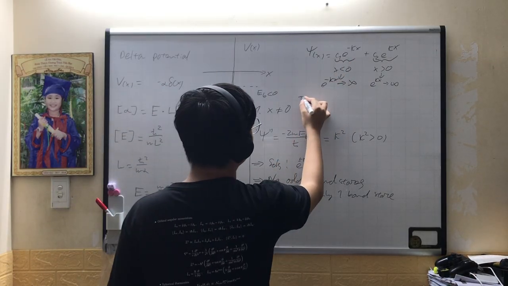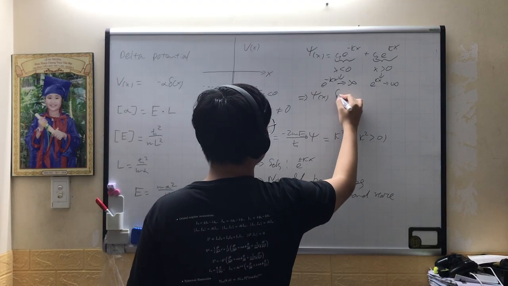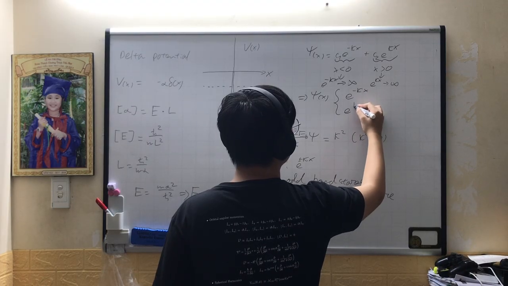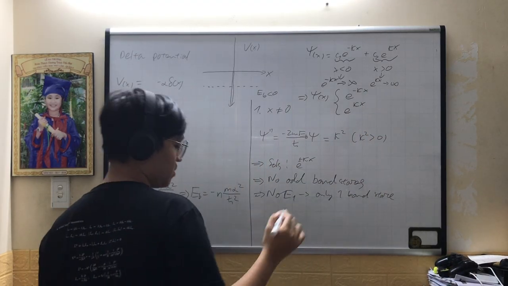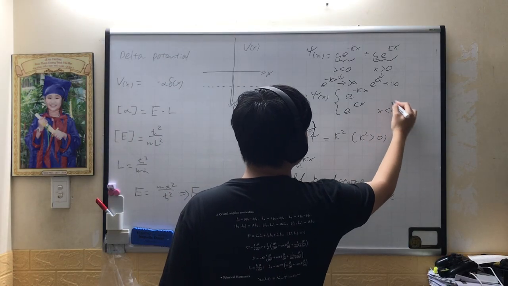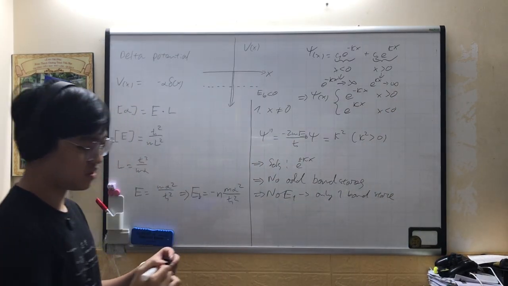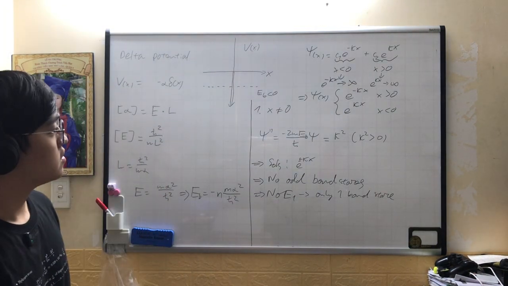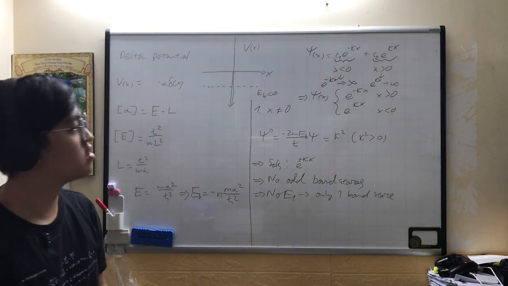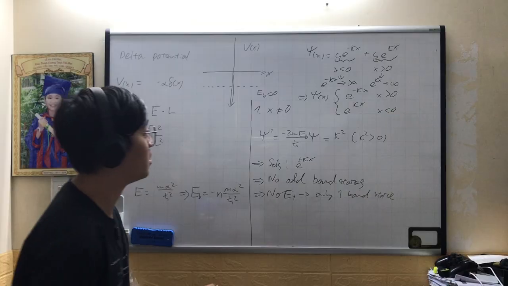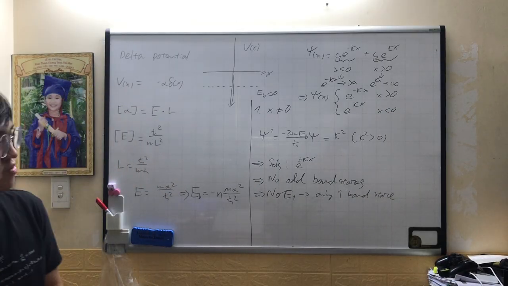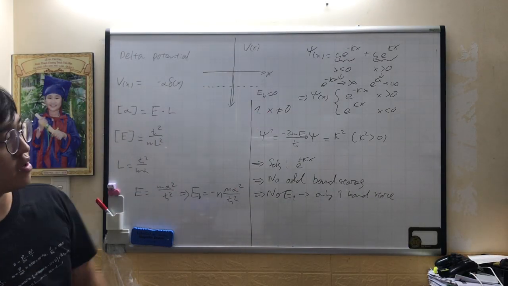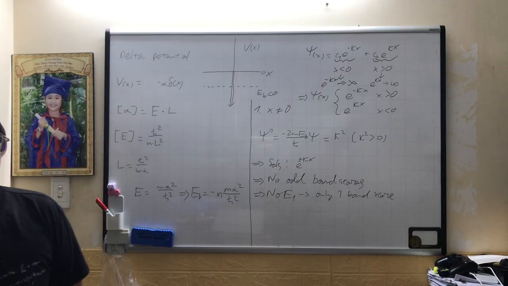Therefore, your psi would be E minus and E plus, for x less than and greater than 0 respectively. Because if it explodes, we wouldn't want that. So that would be our wave function right there.